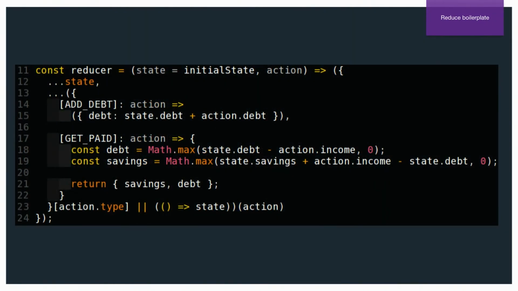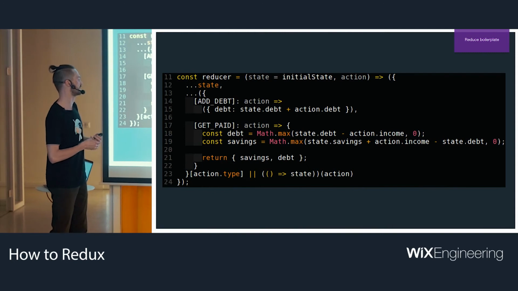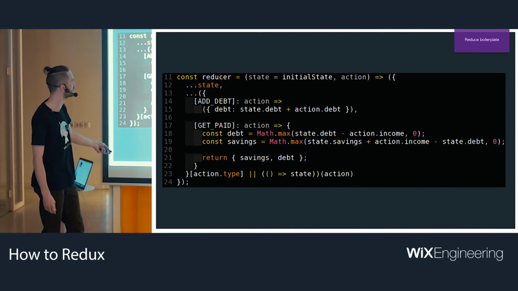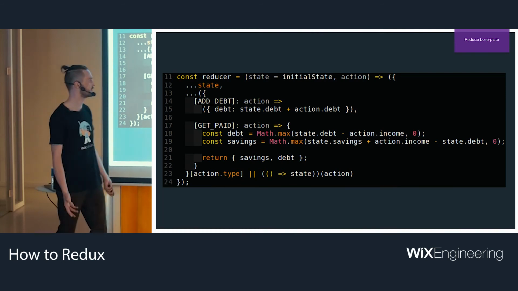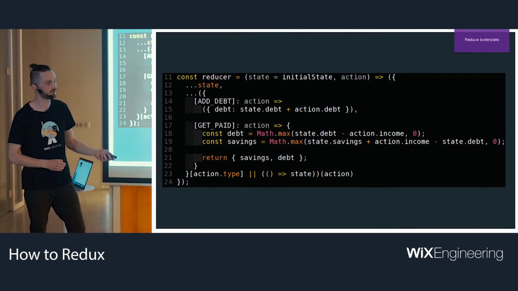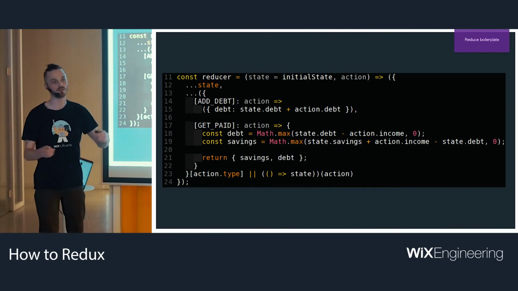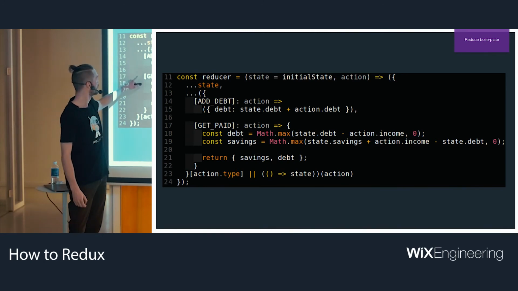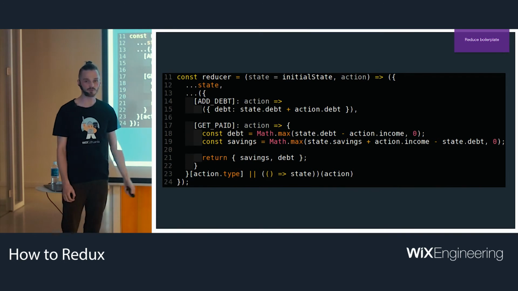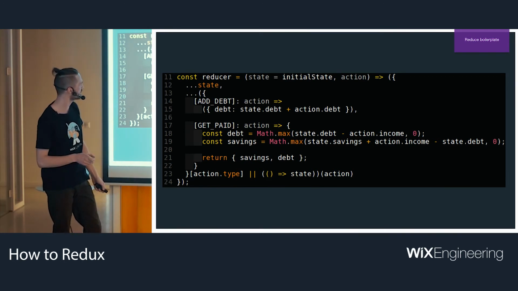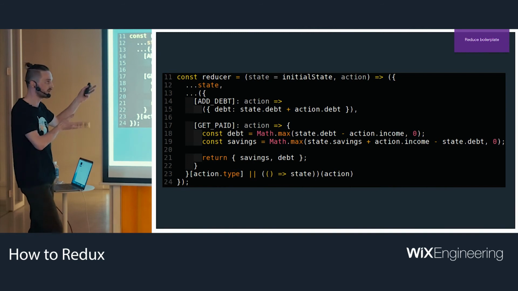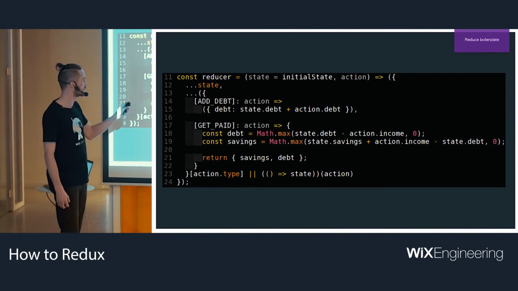Well, I can play some tricks and do something here, which at first glance is not really clear. But what I'm trying to achieve here is that my reducer looks like an object, and each property of this object is the action, like the action type in these brackets here. And the values of this object are sort of tiny reducers. So instead of having one big switch case, I have one function call with these tiny functions inside.